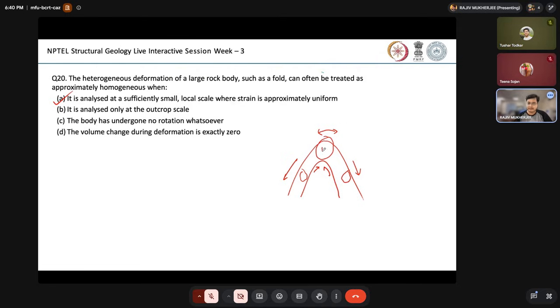But if you zoom enough, you see a thin section or sample a very small area in any part of the fold. In that scale, the deformation would appear rather uniform than looking into the entire thing altogether from an outcrop scale perspective, or on a broader, larger scale, right? So in smaller scale, everything will appear homogeneous because it is uniform. The heterogeneity is being simply reduced because of the reduction in the scale of observation. So that is why option A is the correct answer.